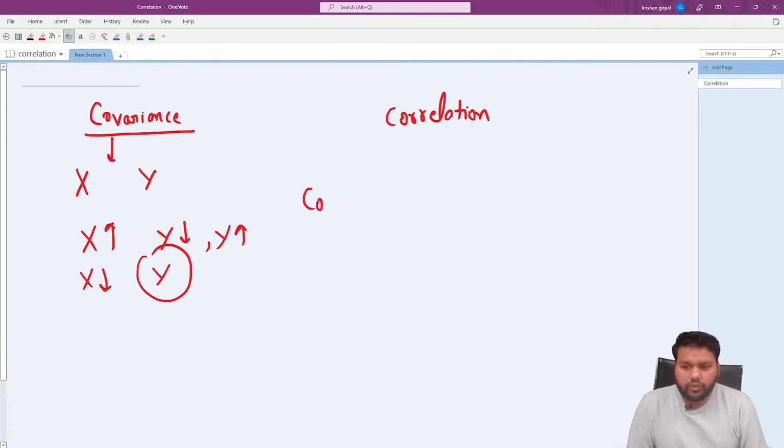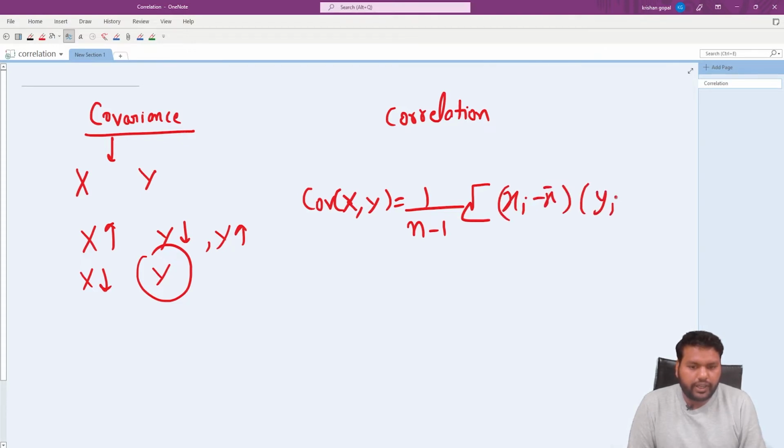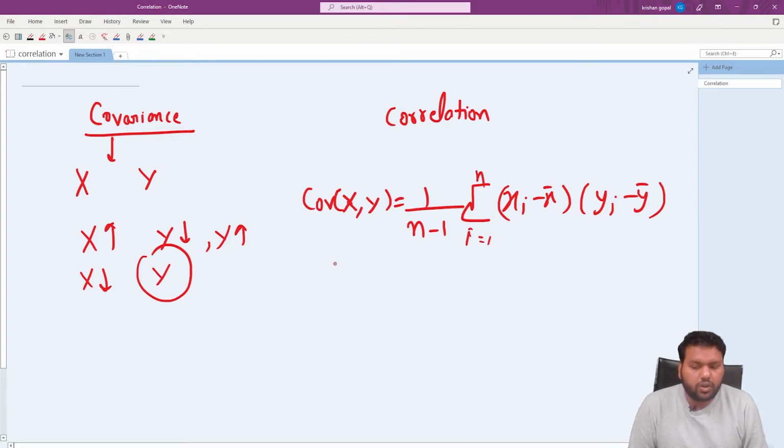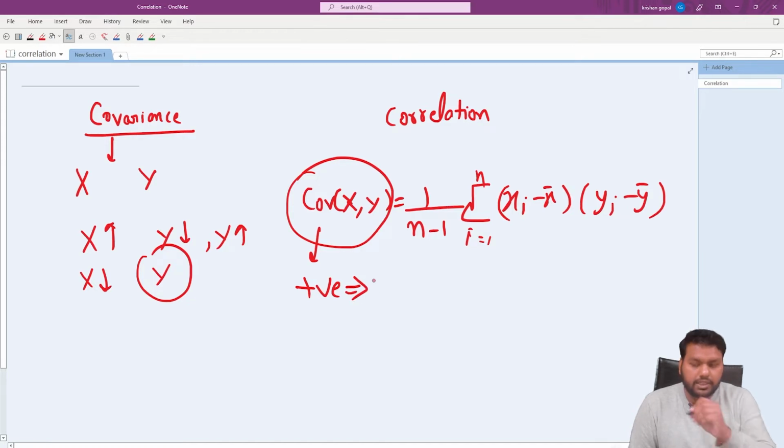The general formula of covariance between two random variables, if we are talking about the sample, not the population, just ignore the population-sample difference for now, is the sum of xi minus x bar times yi minus y bar, where i is equal to 1 to n. This is the general formula of covariance. If this covariance is positive, that means the two random variables x and y are moving in the same direction. If the covariance is negative, they are moving in the opposite direction. And if the covariance is 0, then they are not related to each other.